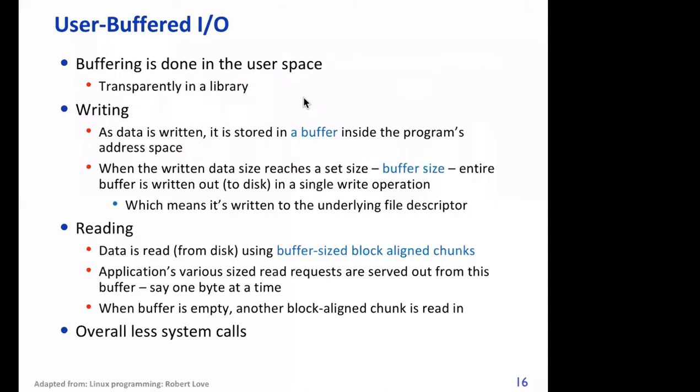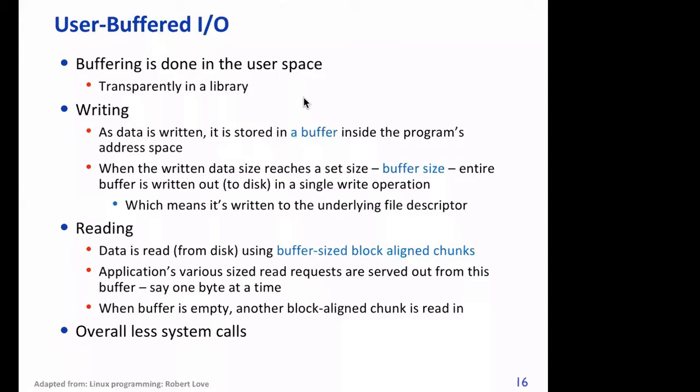So this buffering is done in user space. It's done transparently, I mean, the user doesn't know about it. When data is written, it is stored in a buffer inside the program's address space, and when data reaches a certain size, say the buffer size, the entire buffer is written out to disk in a single write operation. On top level we are using a stream, but ultimately a stream is only a creation of the file system, the high level abstraction. The lower level is the file descriptor. So corresponding to each stream, there is a file descriptor.